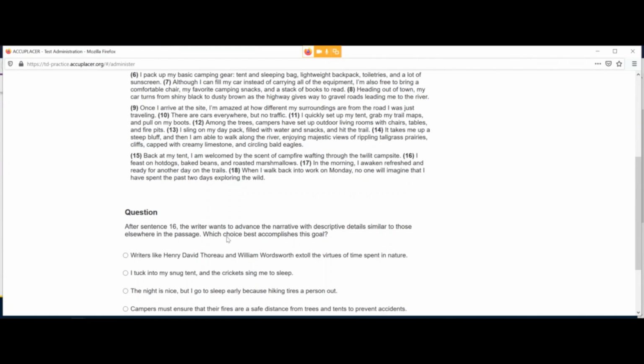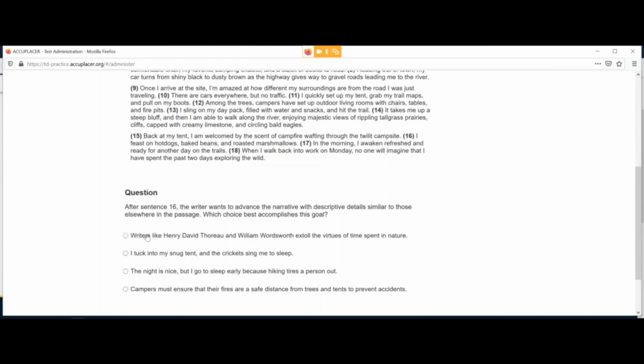with descriptive details similar to those elsewhere in the passage. So which choice best accomplishes this goal? So we're looking for what he's trying to do after sentence 16, where he's gone back to the tent after his little hike, and he's eaten, and then after that, he wants to advance the narrative with descriptive details. So let's look at our choices. Here we don't have an "as it is now," but we do have here the first choice. Writers like Henry David Thoreau and William Wordsworth extol the virtues of time spent in nature.